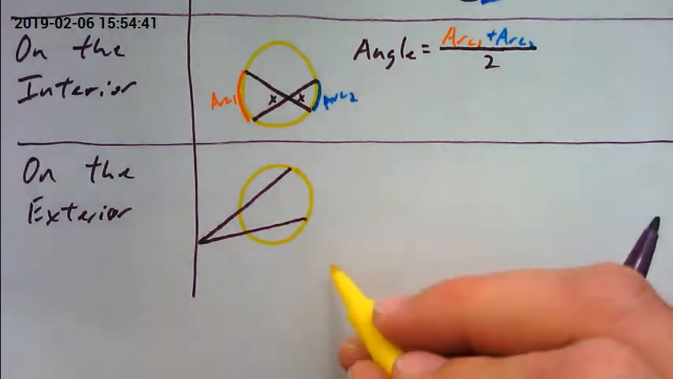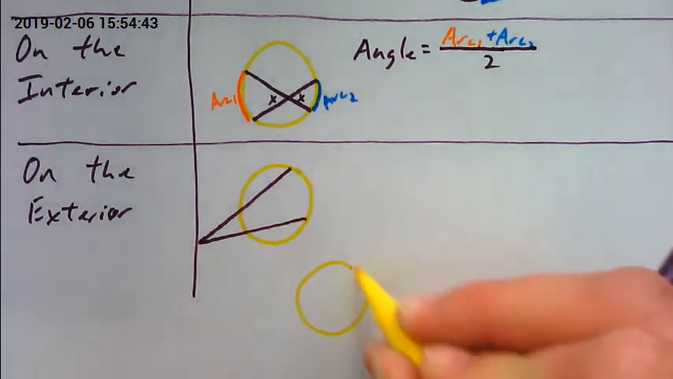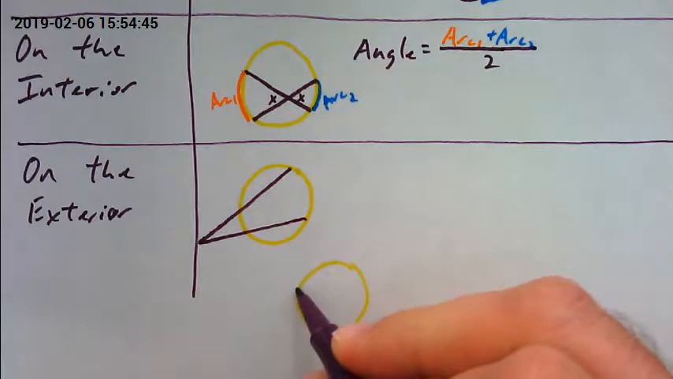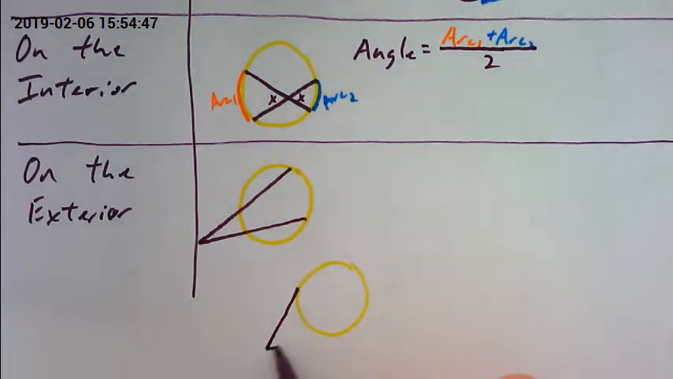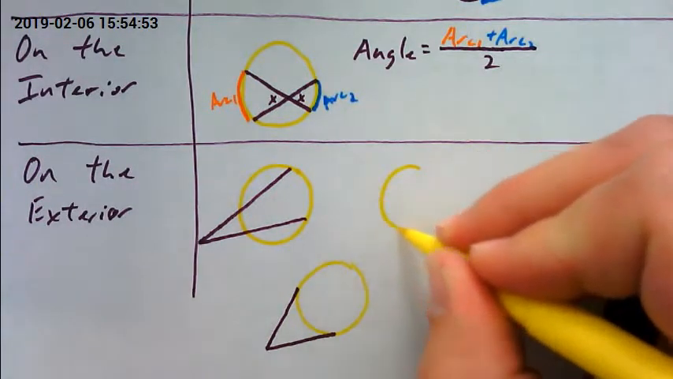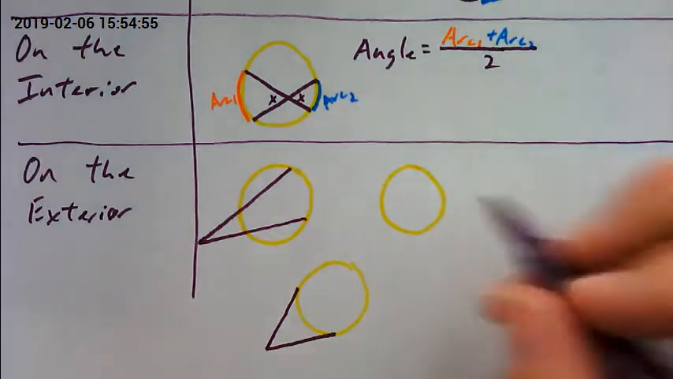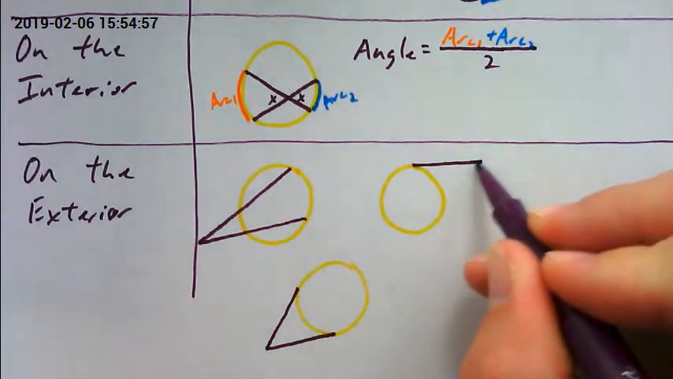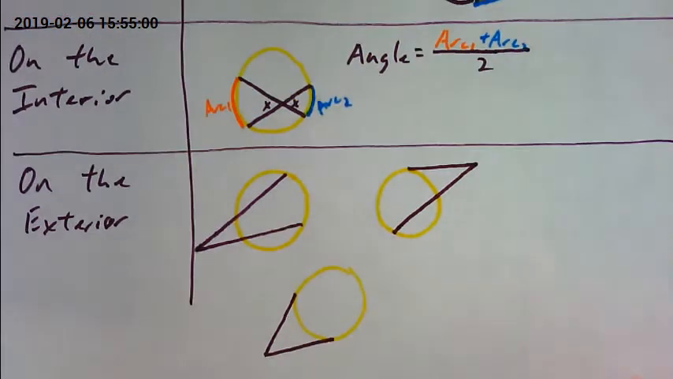It could look like this with two tangents, or it could look like this with a tangent and a secant. No matter what, there is an angle on the outside of the circle, right? The property remains the same.